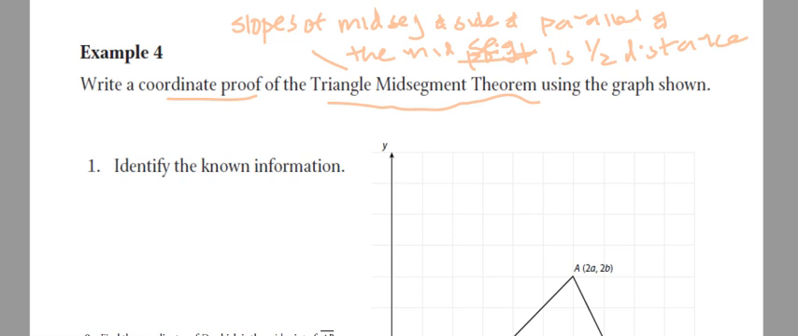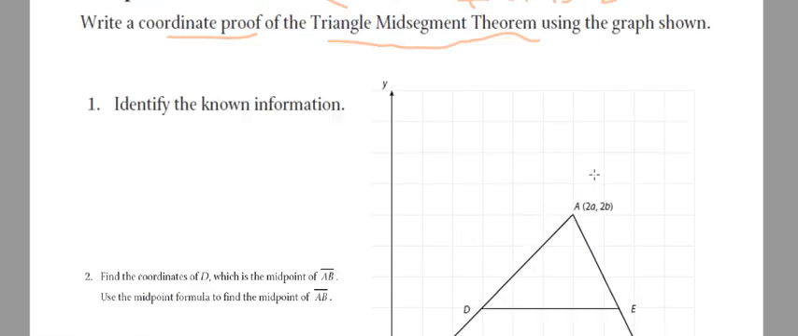So here we go. I've broken this up into some steps. The first thing we are going to do is identify the known information. If it's asking us to prove the triangle midsegment theorem, we have to start with the triangle, because we're trying to prove that DE is a midsegment there. All we really know is that we have a triangle.